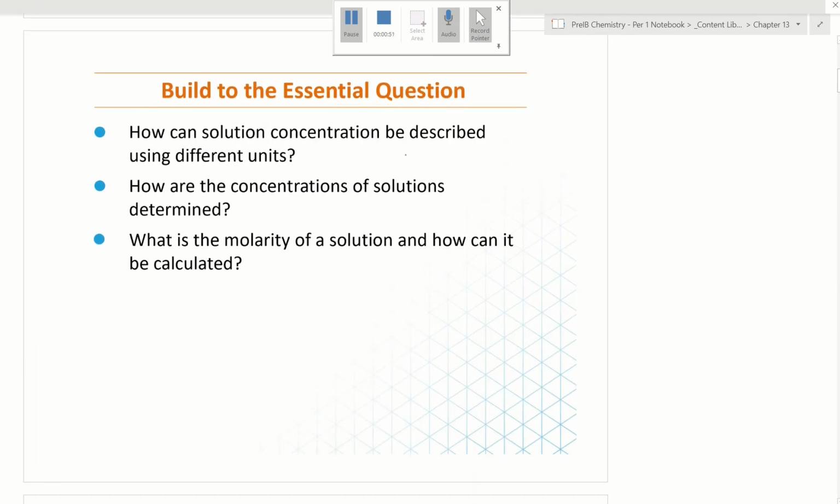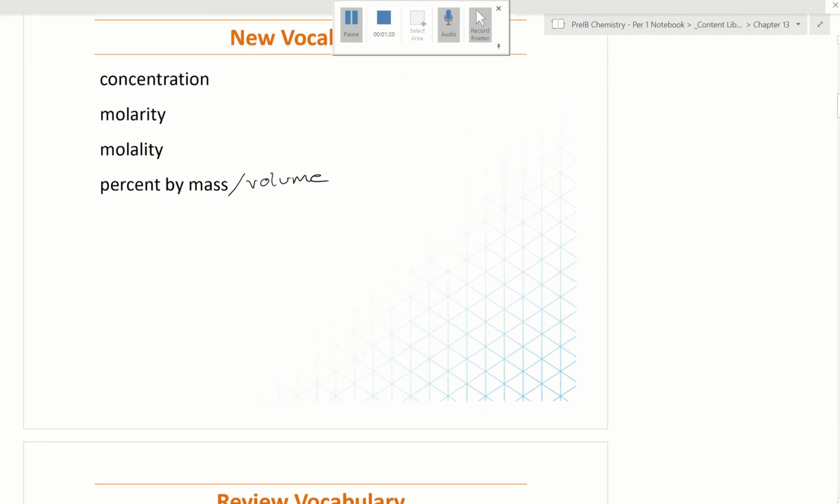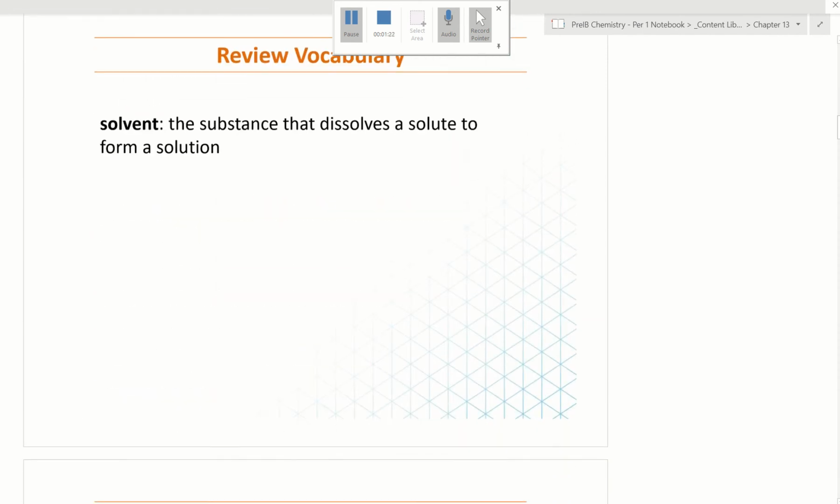So we're going to describe concentration using different units today. We're also going to look at how concentrations of solutions are determined. And then we're going to talk about the most common one used in chemistry, which is molarity. So some new vocabulary: concentration, molarity, a word that sounds similar to molarity, molality. And we'll also talk about percent by mass and volume. So those are all the different concentration units we're going to be looking at.